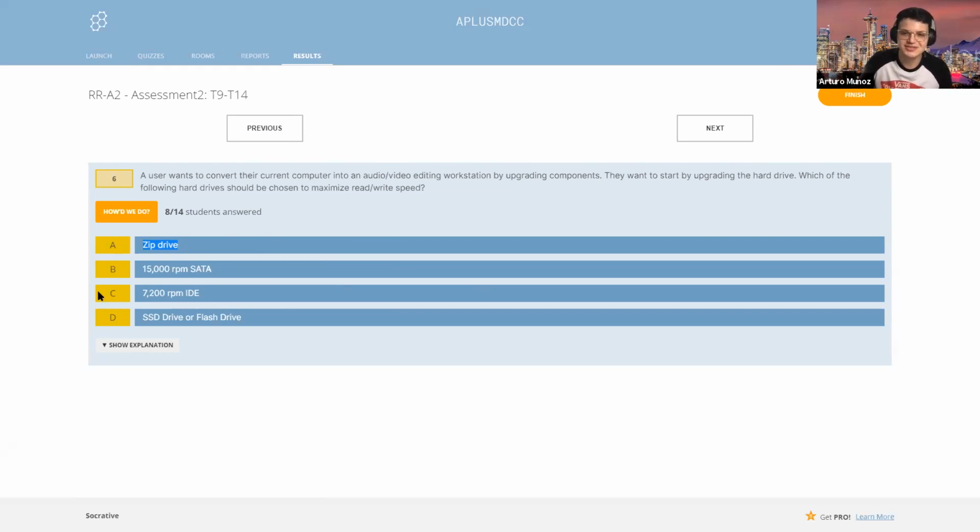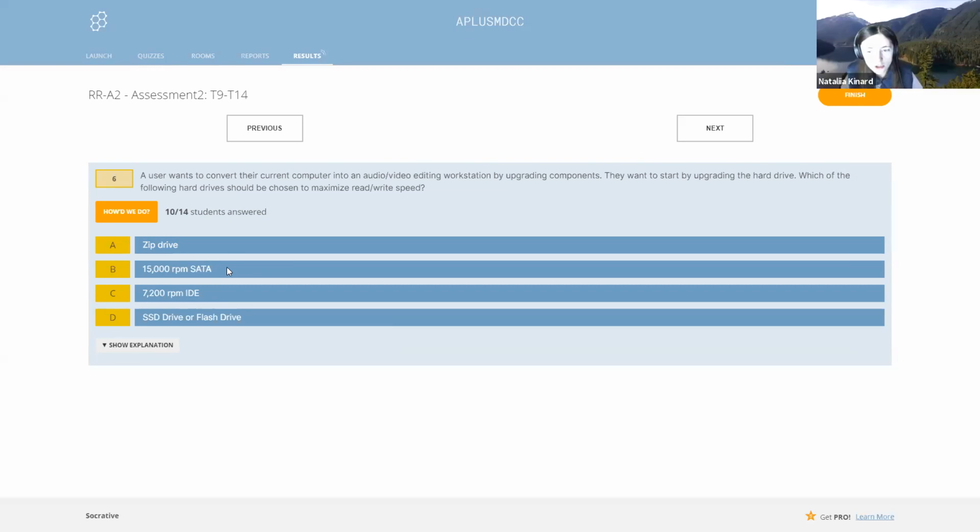For some reason I thought it was 15,000 RPM SATA. I just correlated hard drives with SATA. I did that too. Same. I correlated hard drives, SATA, and then thought, well, the RPM is a lot faster. And IDE, I was like, oh, it's PATA. I was like, no, it's SATA more. But I disregarded the solid state drive. I completely ignored the SSD.